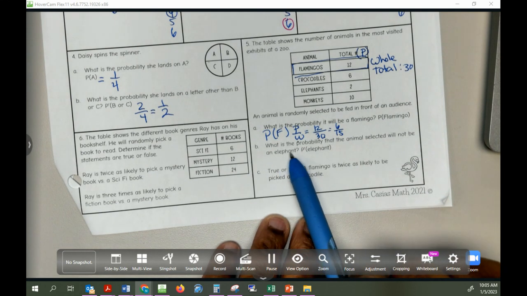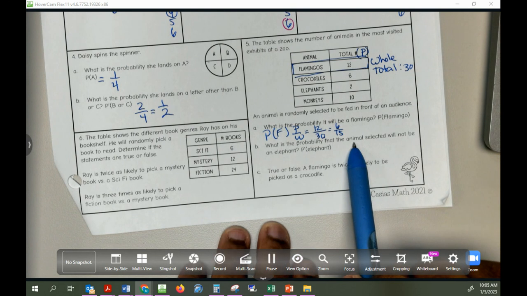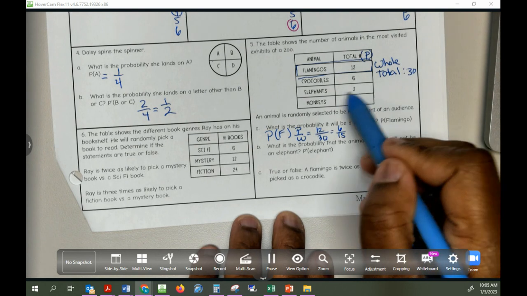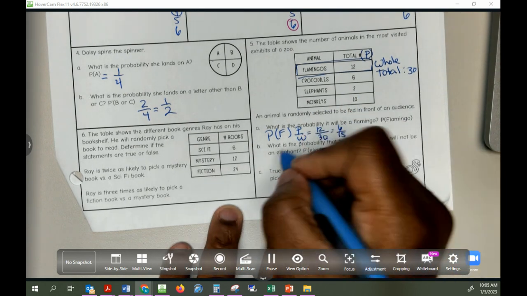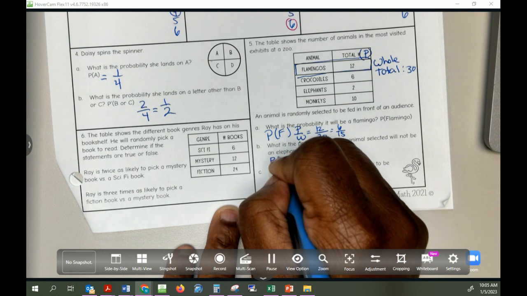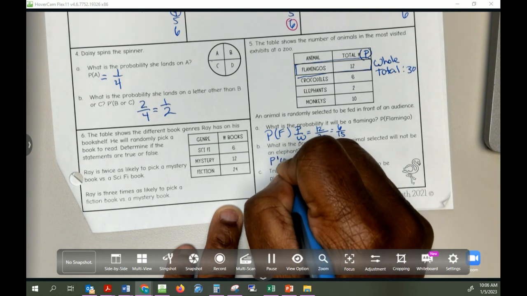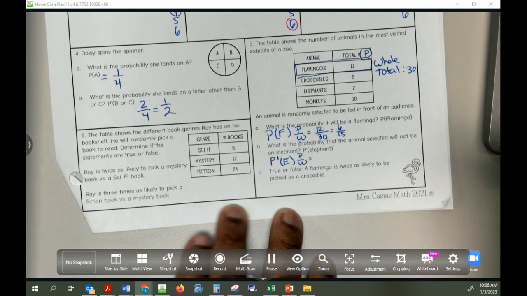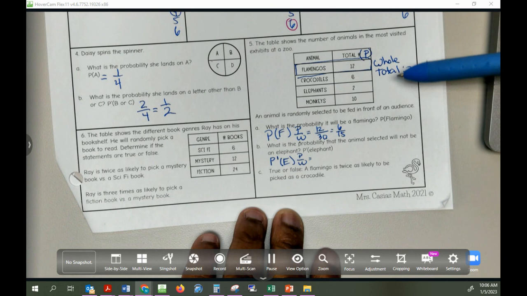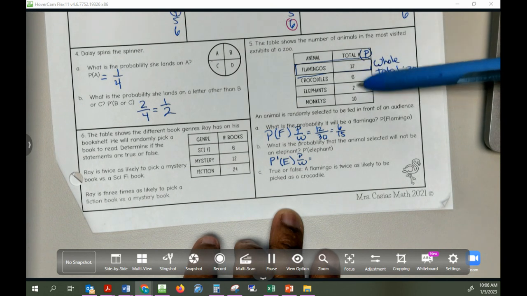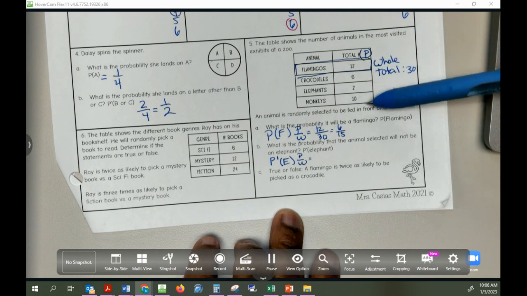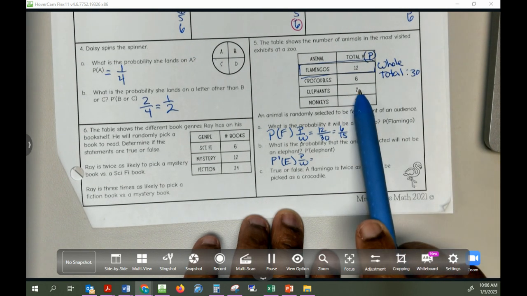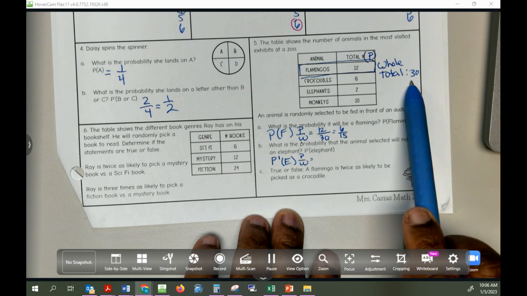So Nina, what is the probability that the animal selected will not be an elephant? So I don't want an elephant, so I don't want this one. So what do I need to do to find when I don't want an elephant? So we know that's a not situation. So remember, we want to deal with our part over our whole. So Nina, the first thing I need to know is how many are here that's not an elephant. So we know our total is 30, right? Can I just subtract the elephants? So what is 30 minus 2?